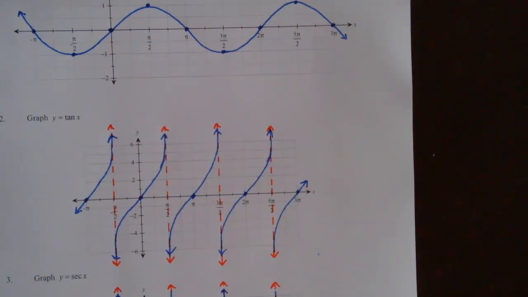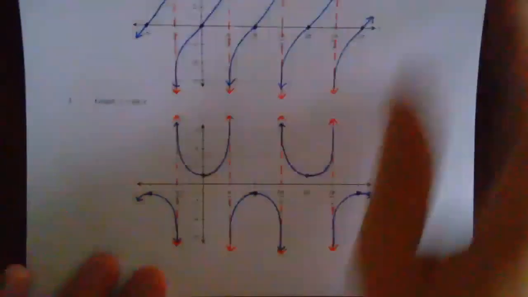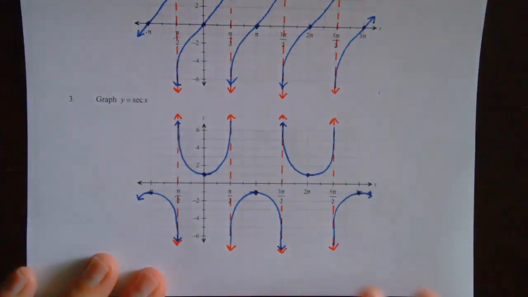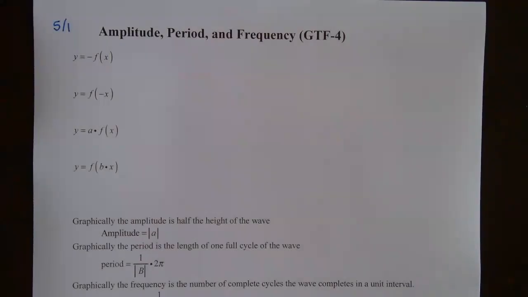All right, so that was just a quick overview of everything. Okay, and then let's go to the lesson. Today is May 1st, and we're going to talk about amplitude, period, and frequency, along with a review of some transformations that we did a while back in the fall semester.